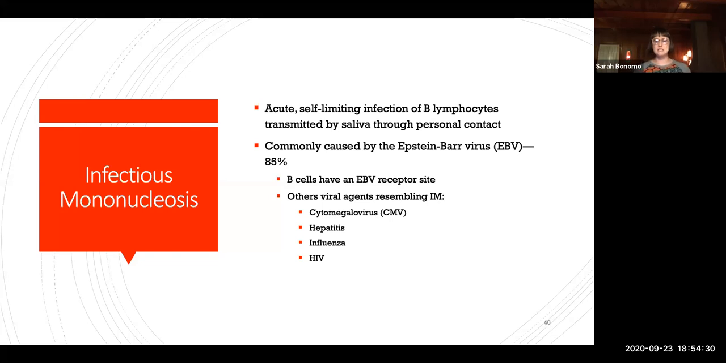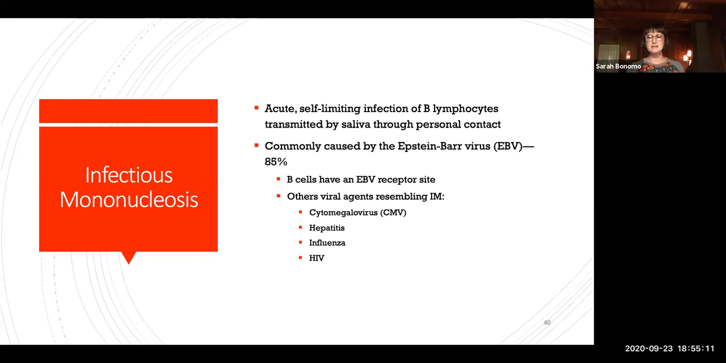Okay, and then just touch base quickly because it is a lymphoproliferative clinical syndrome is what your textbook calls it. Infectious mononucleosis is very common. It's an acute self-limiting infection, which means your body will take care of it itself. There's no actual drug to give you to cure you of mono. But it's when you get an infection of B lymphocytes that are transmitted by saliva through personal contact. So they used to call it the kissing disease, but that's not actually exactly correct. You could just share a glass with someone and get mono.